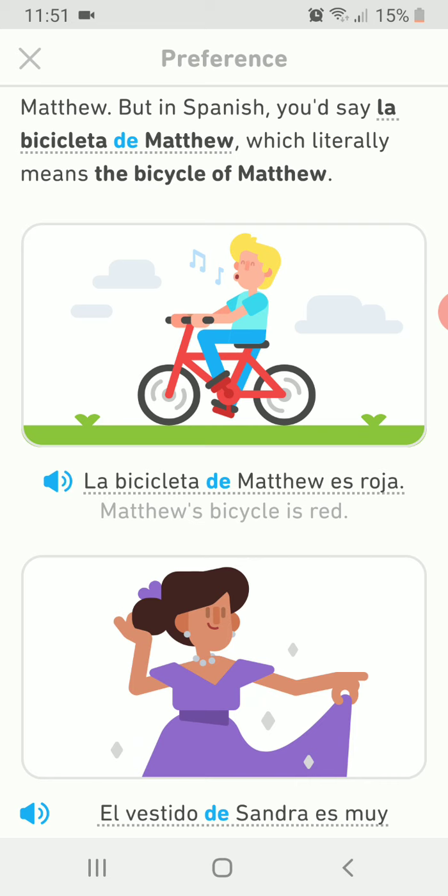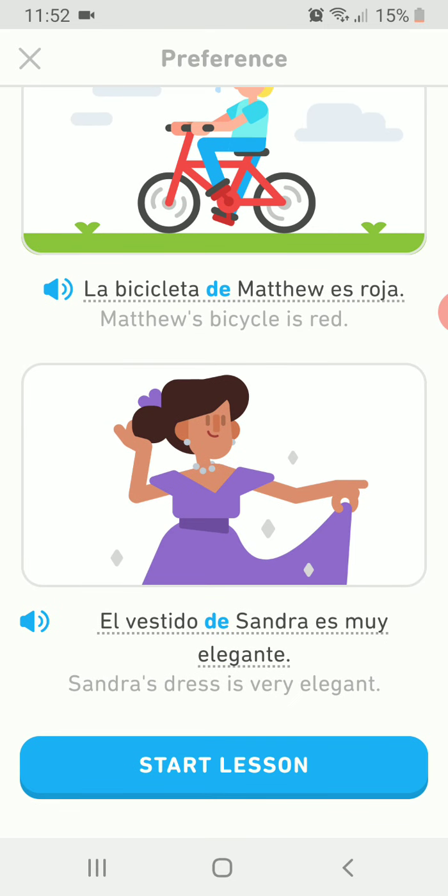La bicicleta de Matthew es roja. So Matthew's bicycle is red. We don't say the bicycle of Matthew is red, but Matthew's bicycle is red. And el vestido de Sandra es muy elegante. Sandra's dress is very elegant. So once again, it's not the dress of Sandra, but Sandra's dress.